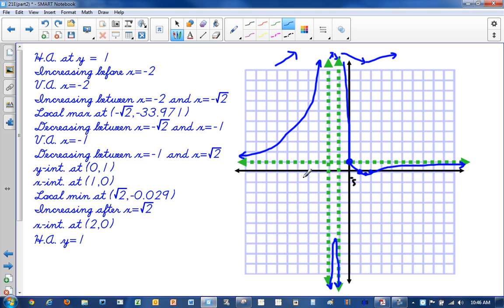So there is the second example. You could check that on a calculator just to see what it looks like, but it's going to look very, very close to this. So make sure you watch part 3, and then you'll be ready to take your quiz.